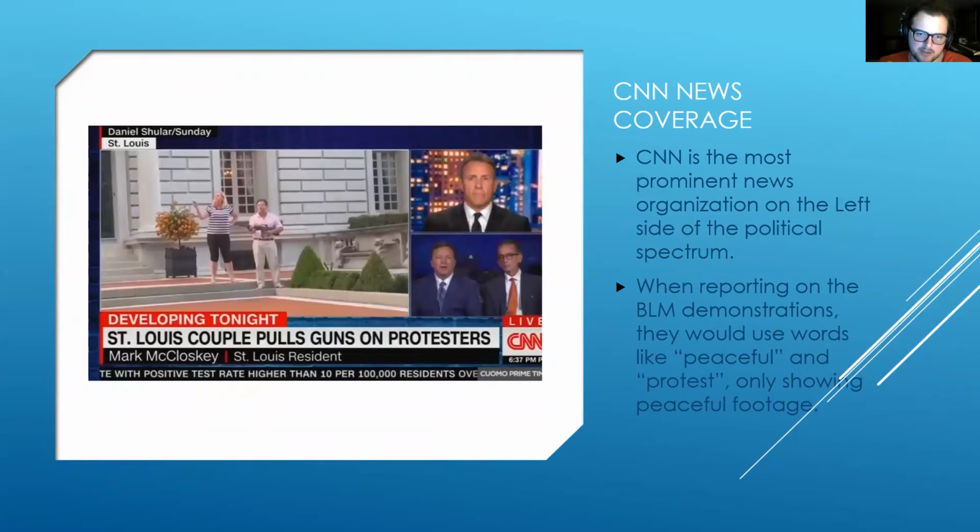So this is obviously crazy. You see these two crazy white people in their big mansion, pointing guns at protesters. CNN's audience loves this. They love to hate it. This is what's going to get clicks and shares, and they focus in on stories like this.